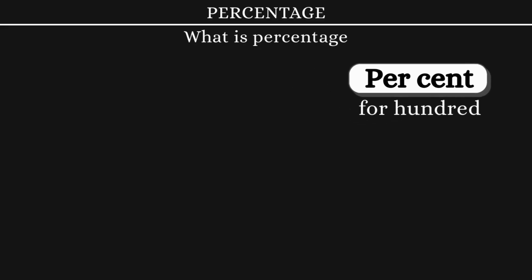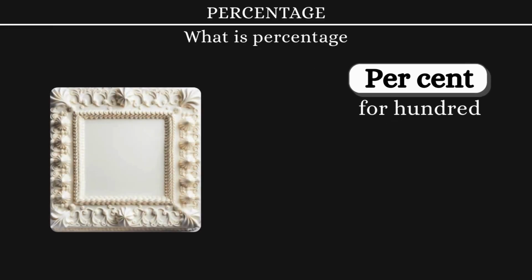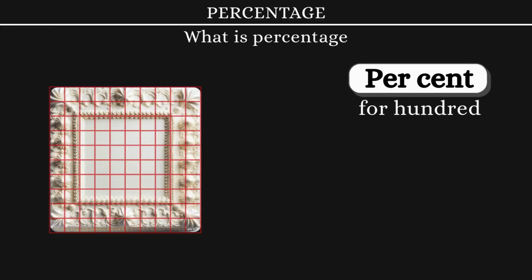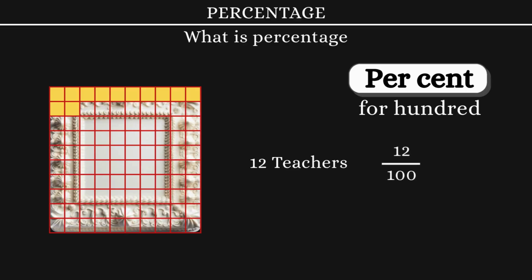Let's say we have a large cake and we cut it into 100 equal pieces. Now let's say there are 12 teachers. So 12 pieces out of these 100 will be given to the teachers. This 12 out of 100 can be written as 12%. So a fraction in which the denominator is 100 can be written as a percentage.